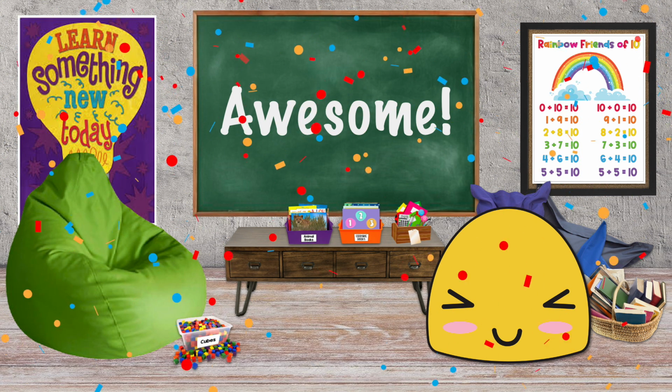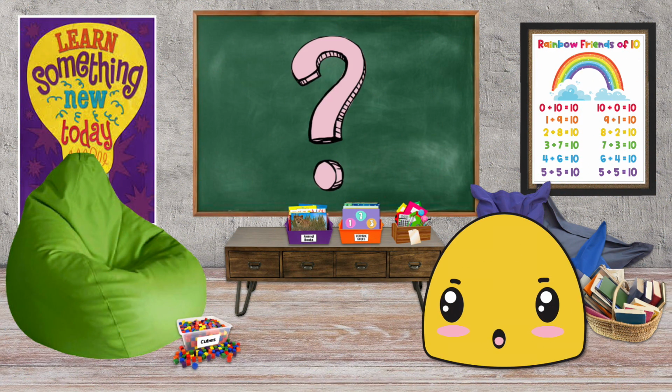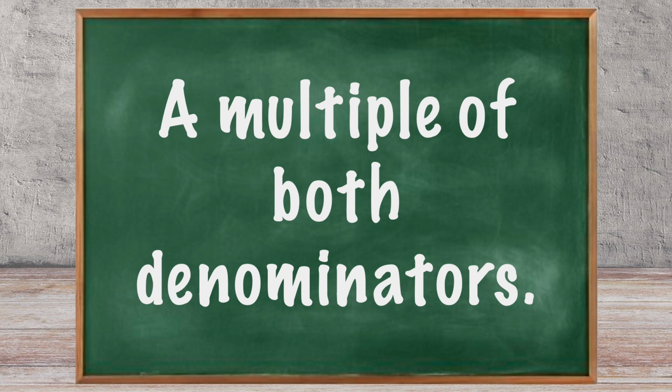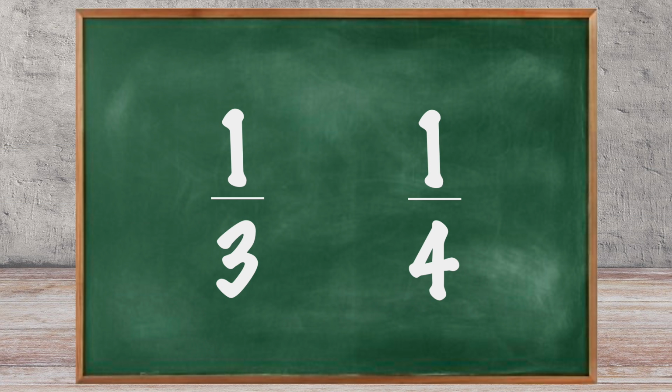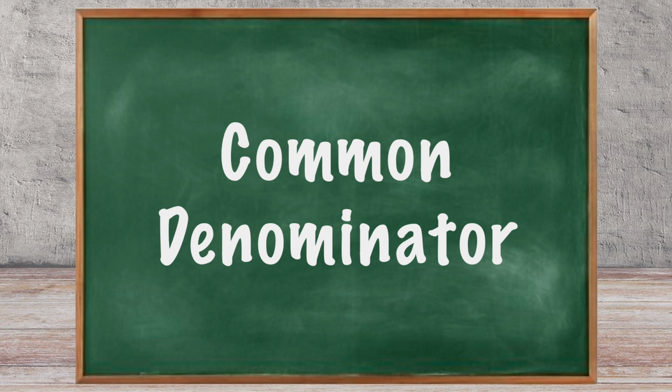Awesome work, Emily. But Emily wonders, what if the two fractions have different denominators? When that happens, Emily, we need to find what's called a common denominator. A common denominator is a number that is a multiple of both denominators. Let's say we want to compare the fractions 1/3 and 1/4. The denominators are 3 and 4, and they are not the same. We need to find a common denominator.